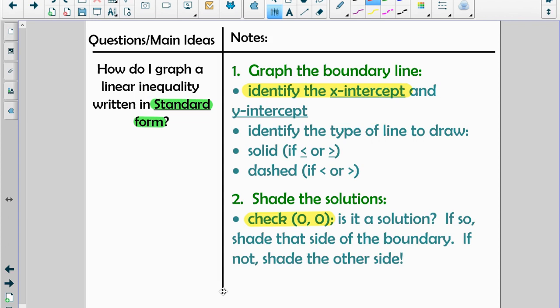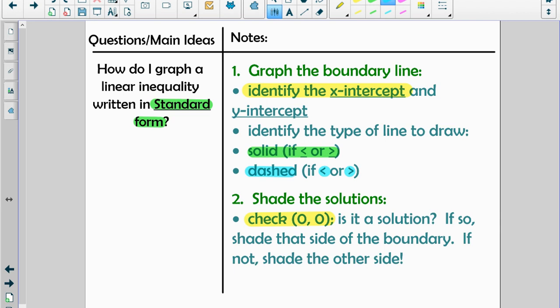Then for the type of line to draw, it's just like what we saw before. We want to draw a solid line if our inequality contains the solutions. In other words, if it has that little equals bar underneath the inequality symbol, we draw a solid line, just a regular line. However, we will draw a dashed line if it's one of our strict inequality symbols that do not contain the equals bar underneath it. So if it's just a less than sign, we draw a dashed line. If it has less than or equal to, then we would draw a solid line.